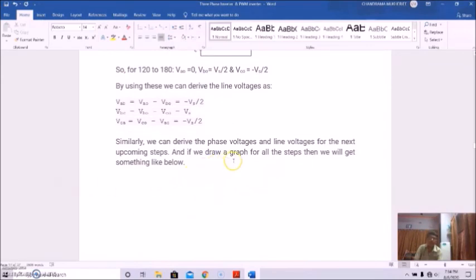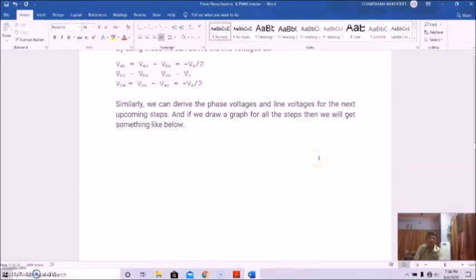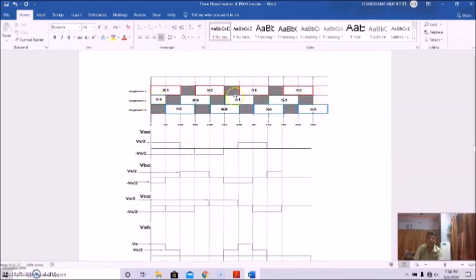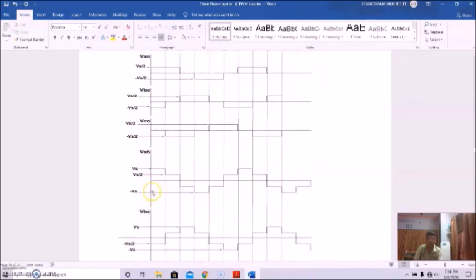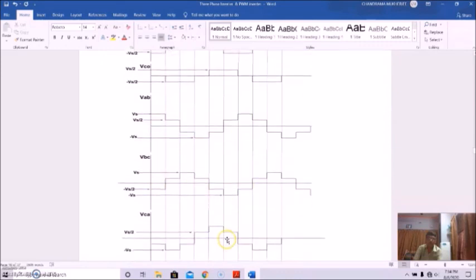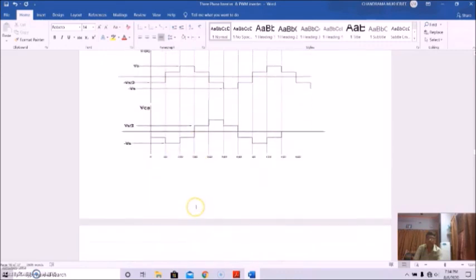And if we draw the graph for all the steps, then we will get something like below. So this is the sequence of operations. These are actually the phase voltages, VAO, VBO, and VCO, and these are the line voltages, VAB, VBC, and VCA.